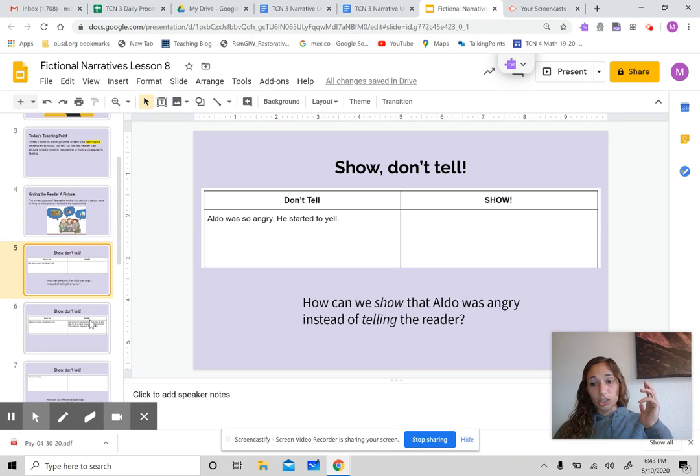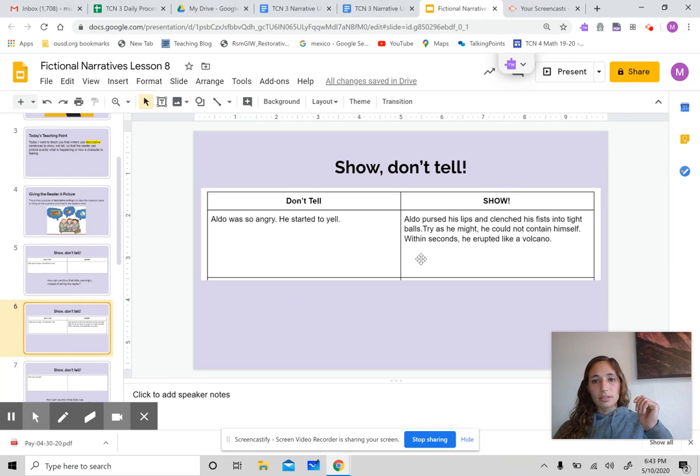I think it's actually two to show how Aldo was angry. Let's read this together. "Aldo pursed his lips." That means he goes like this, kind of like putting them together, "and clenched his fists into tight balls" like this. So picture me now. "Try as he might, he could not contain himself. Within seconds, he erupted like a volcano."